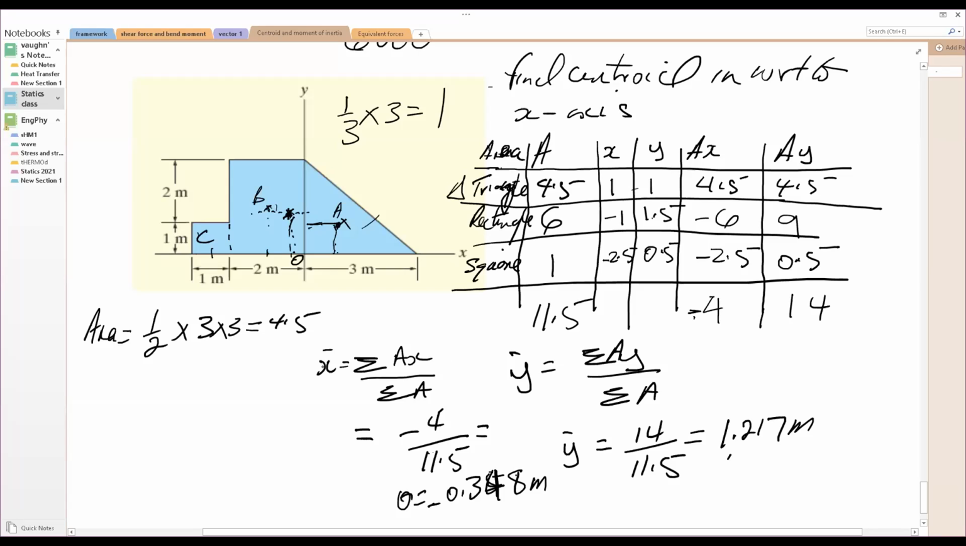So for the X bar, it's the sum of AX divided by the total area, which is this guy here, right? So this is the total area, AT. And similarly, Y bar is the sum of AY divided by the total area. And so it's 14 upon what? 11.5, because that is 14. This is 11.5. So that is the actual centroid for the figure. All right.